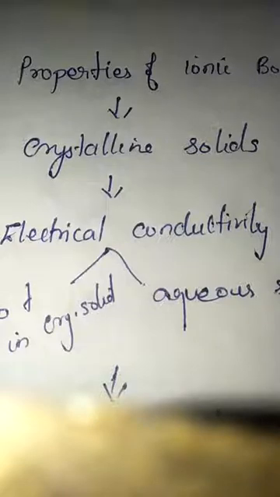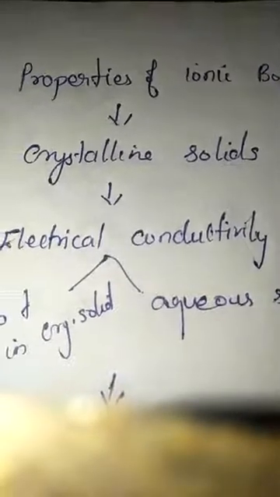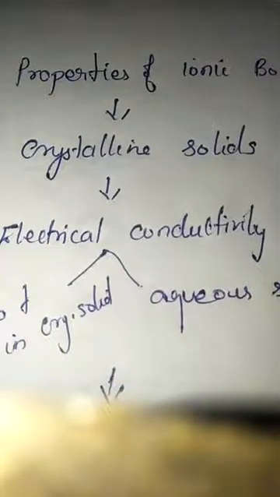The types of bonds, isn't it? So, there are three main types of bonds. One is what? Ionic bond. The next one, covalent bond. Third one, coordinate covalent bond, isn't it?